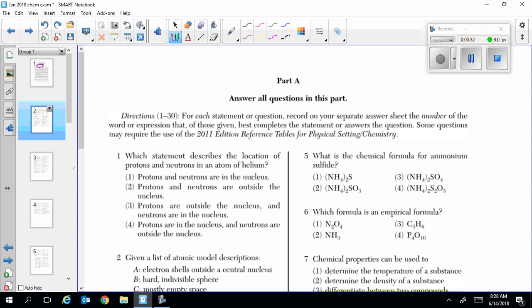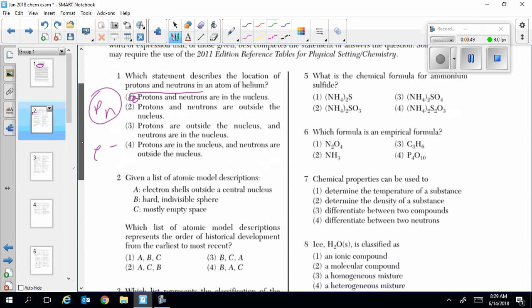Which statement describes the location of protons and neutrons in an atom of helium? So they always ask this question first. In the nucleus are the protons and the neutrons. Outside in the orbitals are the electrons. So protons and neutrons are in the nucleus.